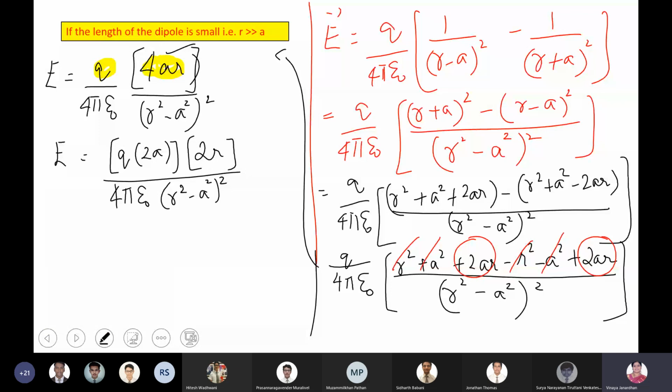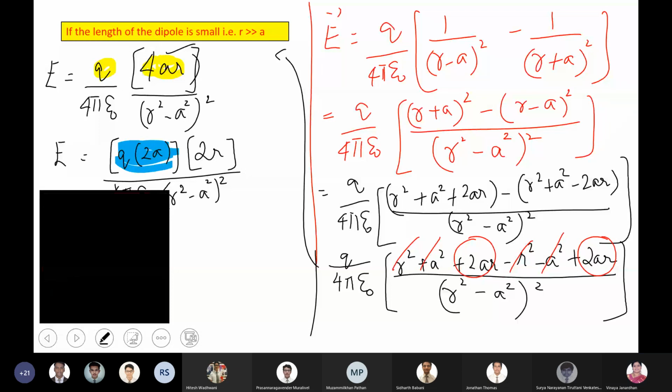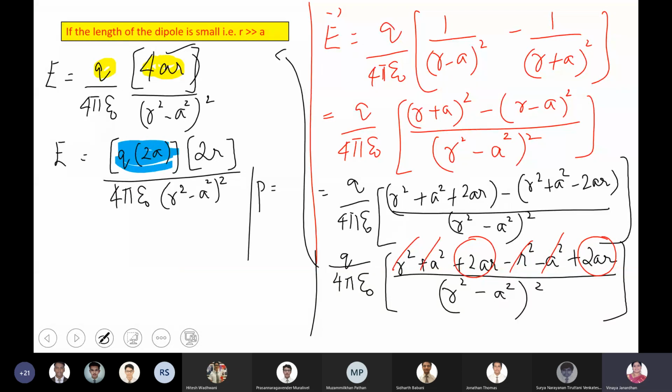Look at this. What is this? This is your electric dipole moment, since P is equal to Q into 2A. So what happens to E? E becomes equal to 1 by 4 pi epsilon naught, correct boys? P into what is left, 2R divided by R square minus A square, the whole square.